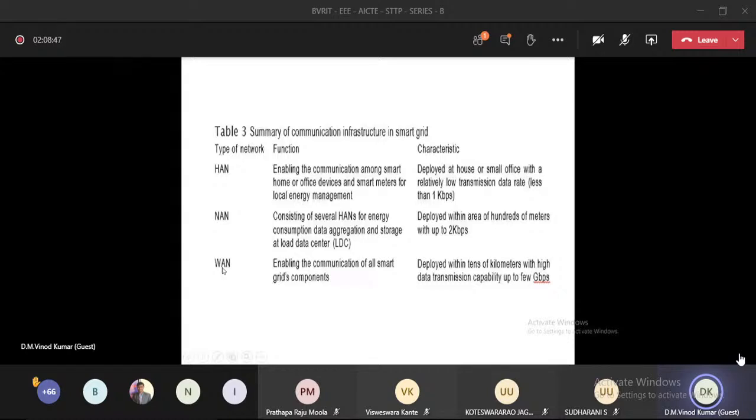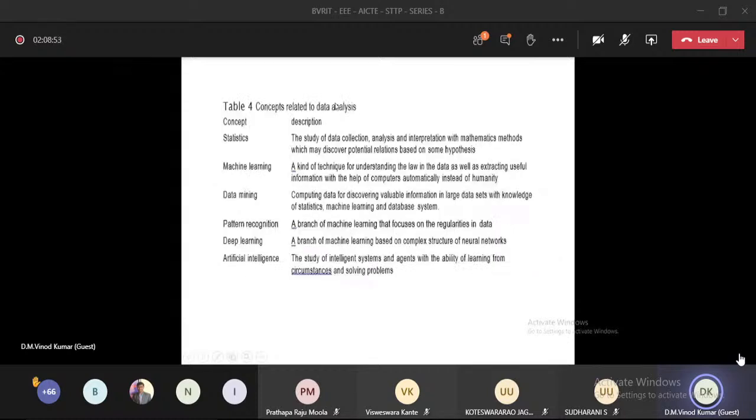And for the data analysis, what algorithms and what mathematics are required? Statistics and probability. What does statistics say? It is the study of data collection, analysis, and interpretation with mathematical methods, which may discover potential relations based on some hypothesis. Then there are statistics, machine learning, data mining, pattern recognition, and deep learning.